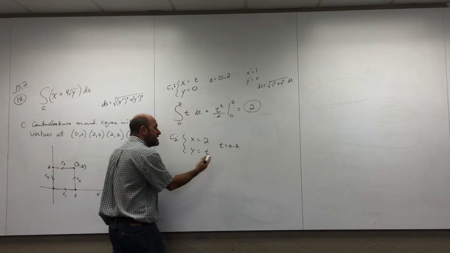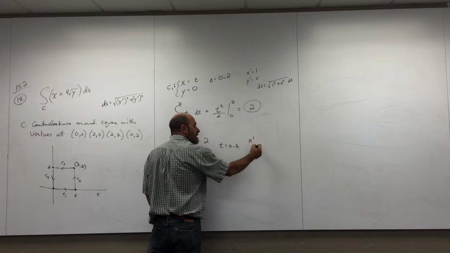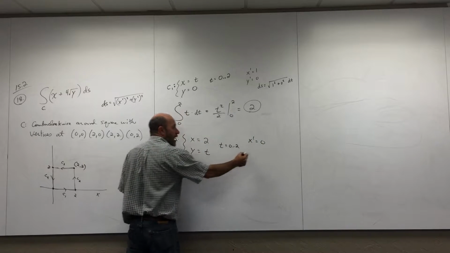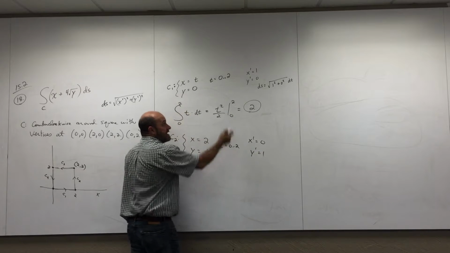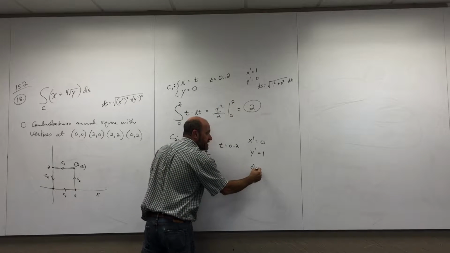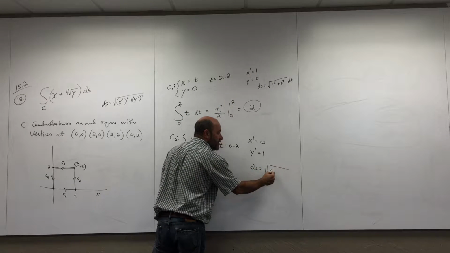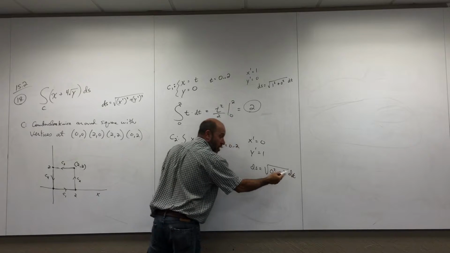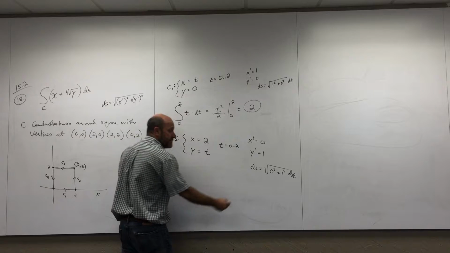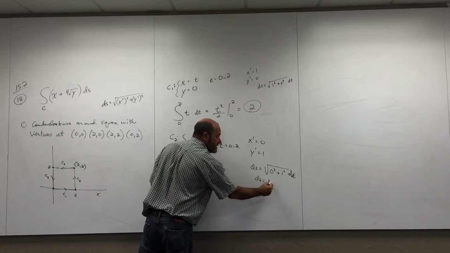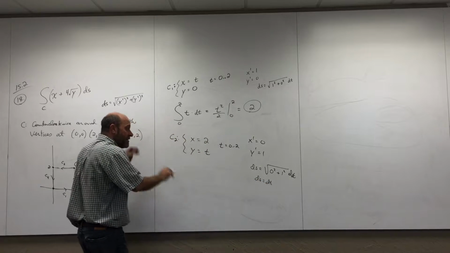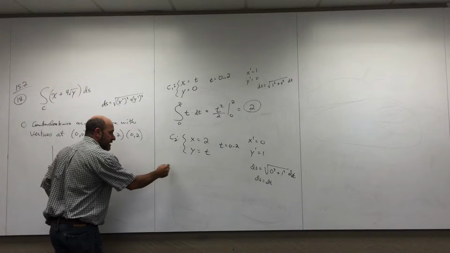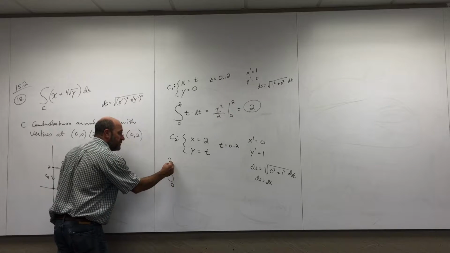I need ds again, which means I need x prime again. x prime is a 0. y prime is a 1. I need the ds again, which is the square root of the 0 squared plus the 1 squared, which is 1 again, 1 dt. ds just is dt. So anyway, I just set that one up quick. Here it goes. It's 0 to 2.